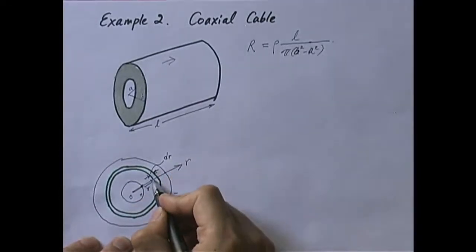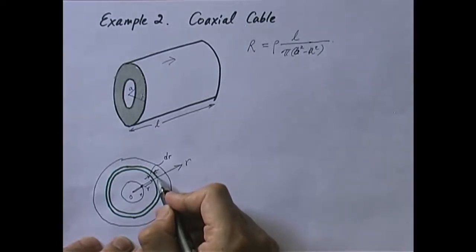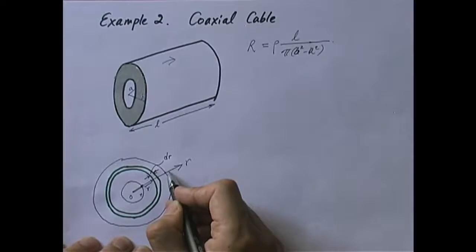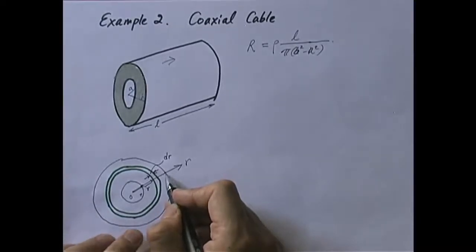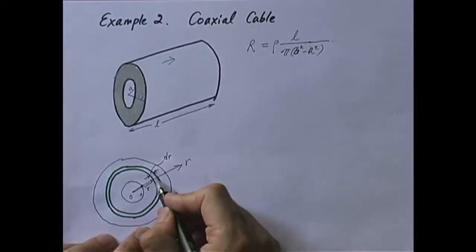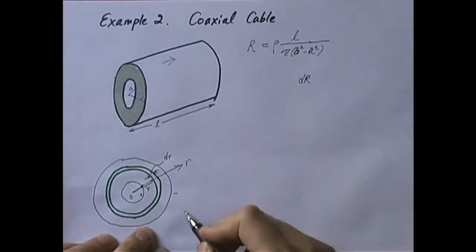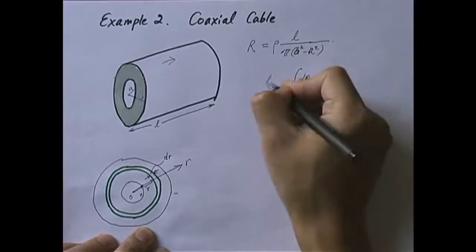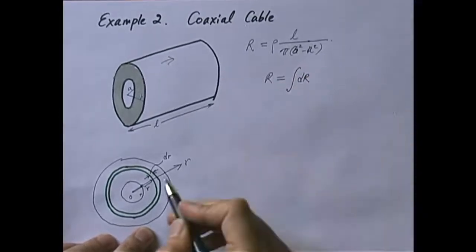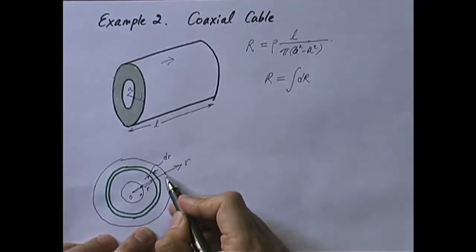So the current has to flow from this layer to that layer, clearing this shell, and it has to go to the next shell, next shell, and next shell, and so on. You can easily figure out the resistance of each shell, which is dR. And then just like the previous case, if you integrate over dR, you will get the resistance between here and there. So what is dR equal to?